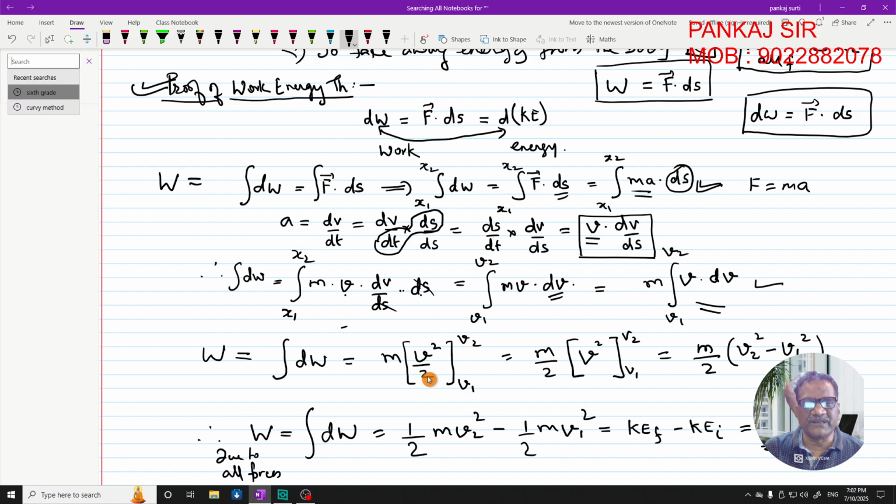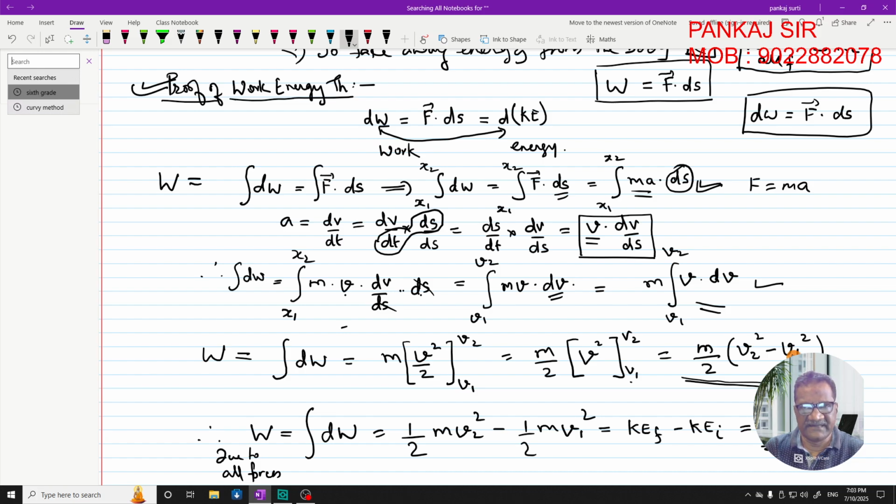Now this 2 being constant, I'll bring it out. So it will become m upon 2. And inside the bracket, I will be left with v square going from v1 to v2. Now to remove this rectangular bracket, this m upon 2 I will keep as it is. And this v I will replace by v2, so it will become v2 square. And then minus, and the v I will replace by v1, so it will become v1 square. So v2 square minus v1 square. So our formula has reached this stage.